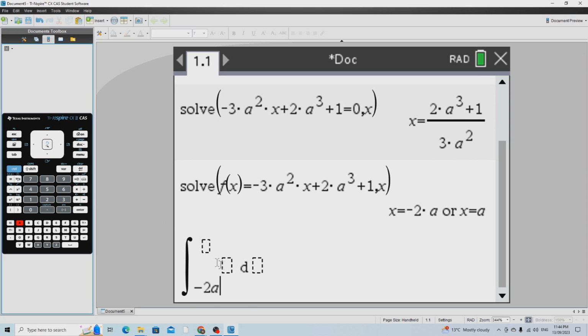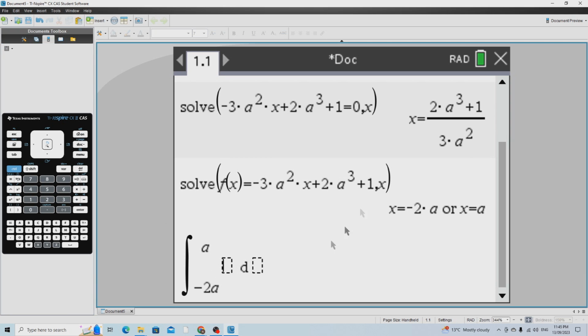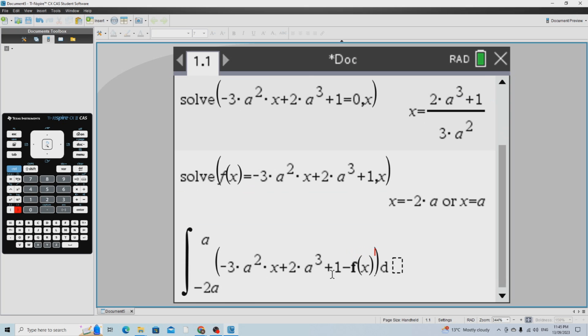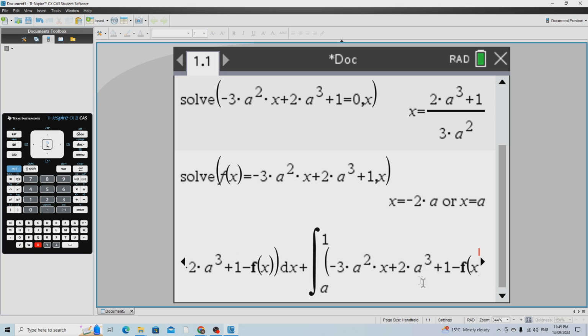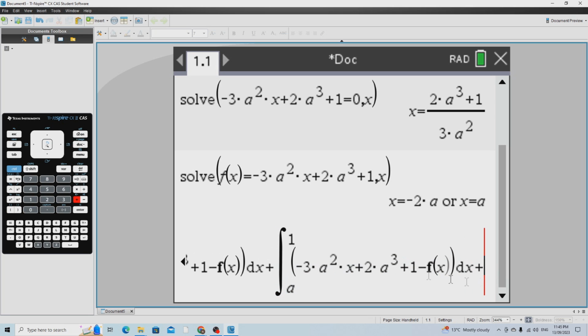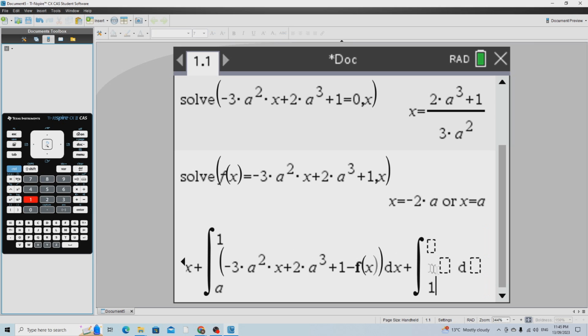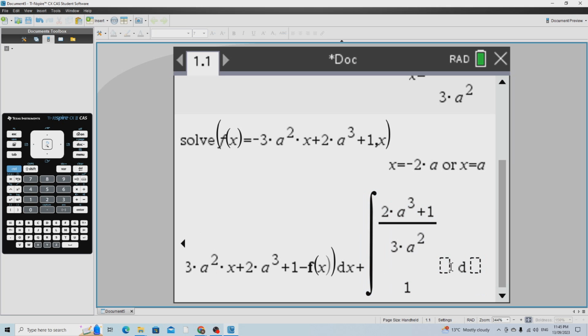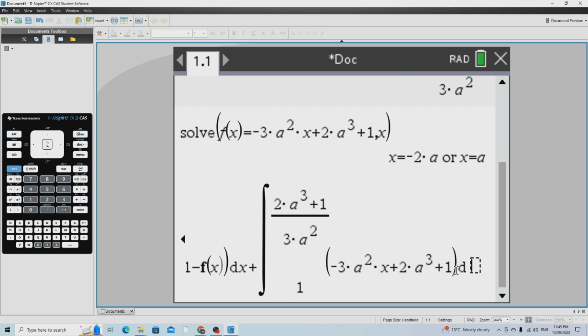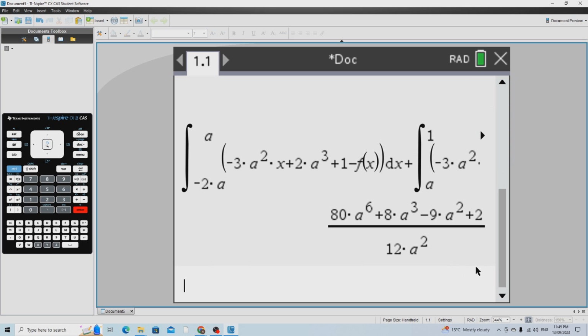So negative 2a to a. I'm going to just copy this function over here, minus f of x dx, plus a to 1, this function minus f of x dx, plus 1 to this here, this dx, and then we get this over here. So that is your actual rule.